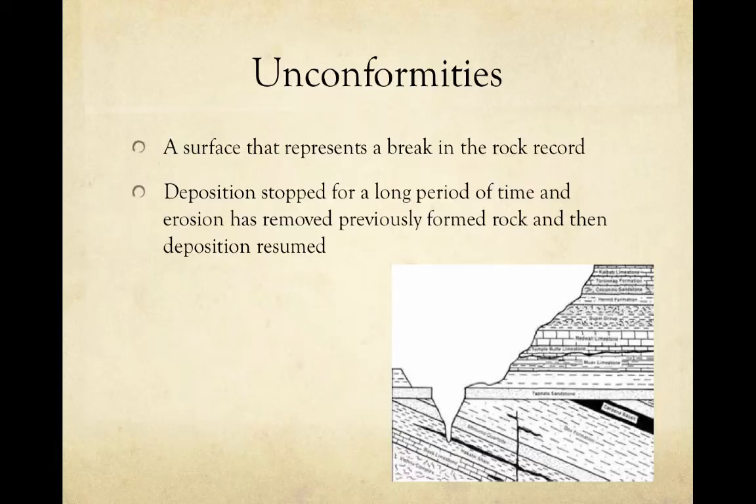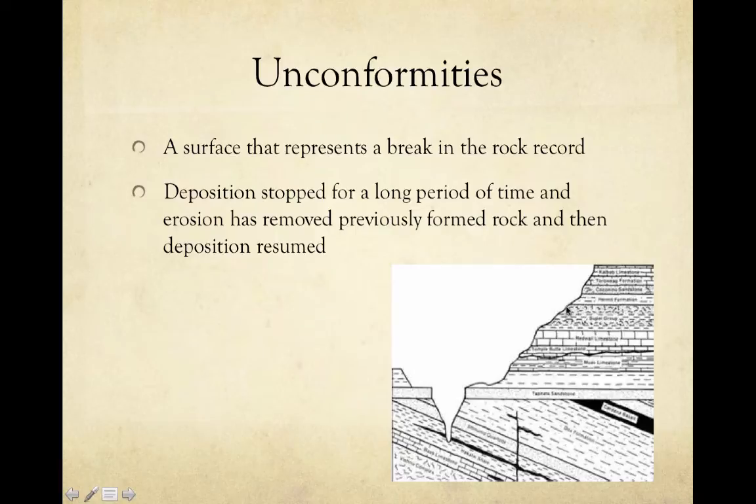The last thing that we're going to talk about today about reading the rock record is unconformities. An unconformity is an area, or surface, that represents a break in the rock record. So deposition, or rocks laying down, has stopped for a long period of time, and then weathering and erosion has removed previously formed rock, and then deposition will resume.